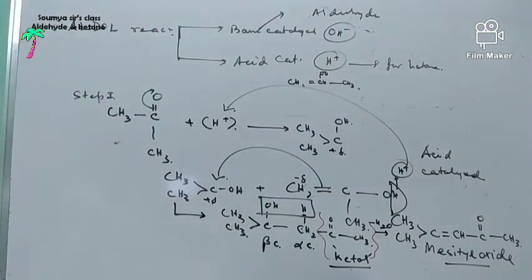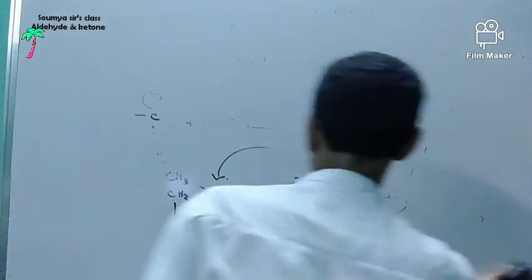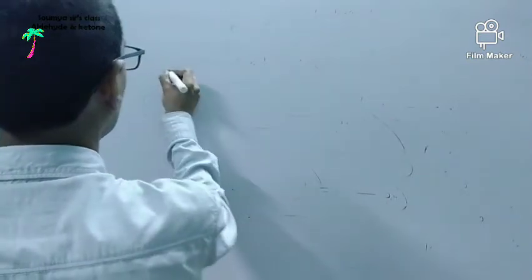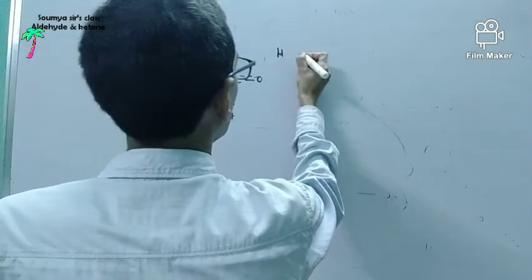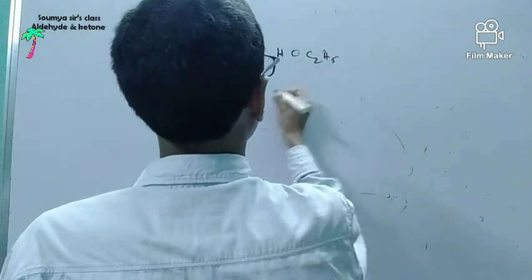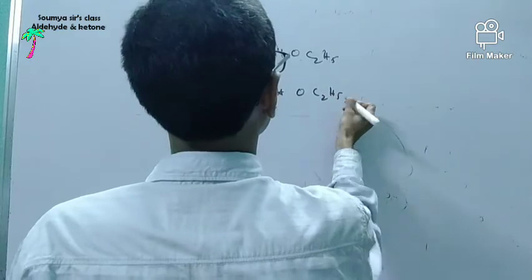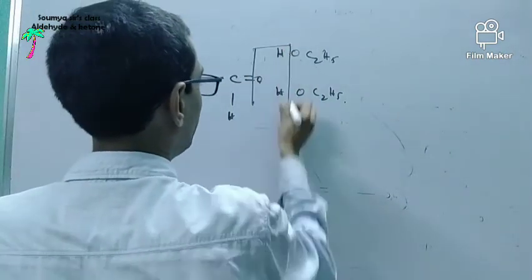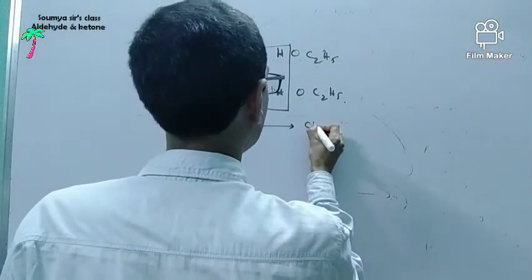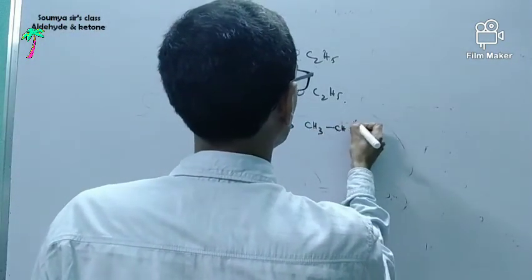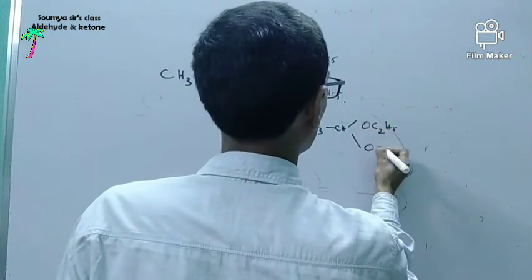Other than this mechanism, there are certain reactions, like if there is any carbonyl group. The example is acetaldehyde, like this. It reacts with two molecules of ethyl alcohol. Since it is acidic, it reacts with H plus, leaves one water molecule, and it forms acetal: CH3, CH, OC2H5 and OC2H5.